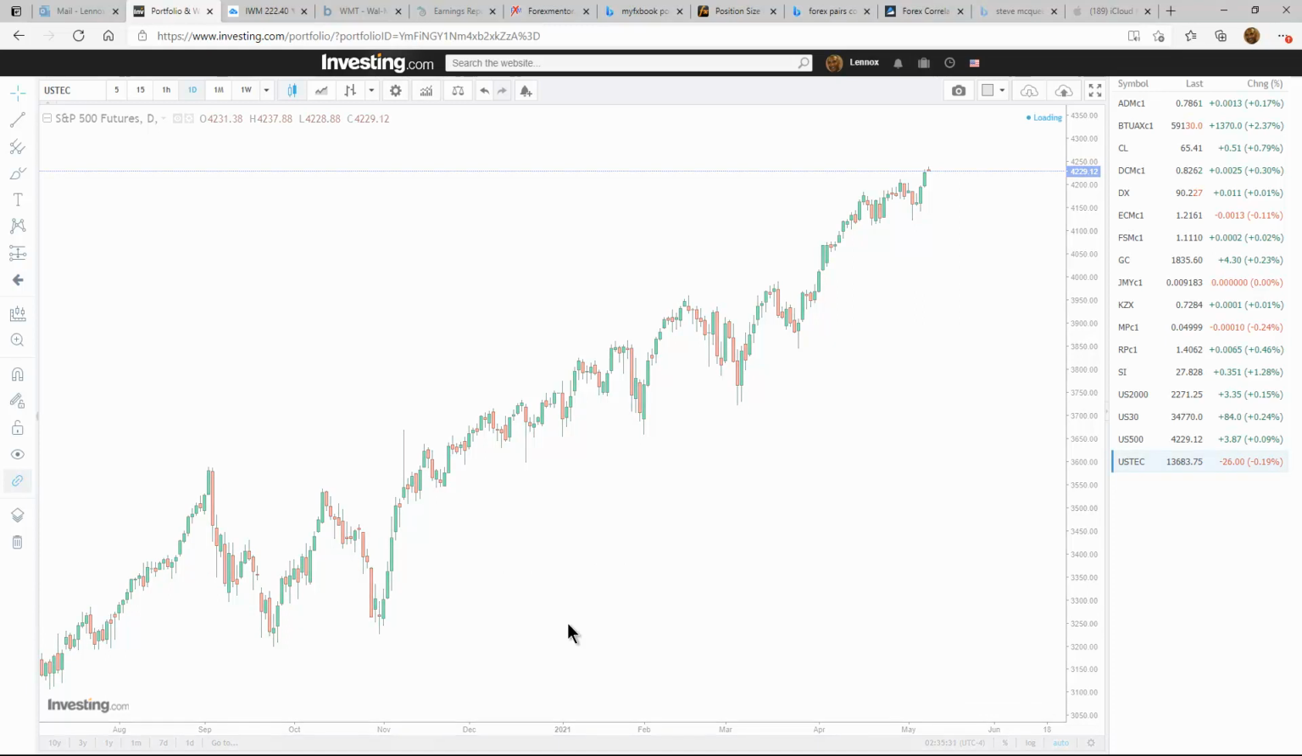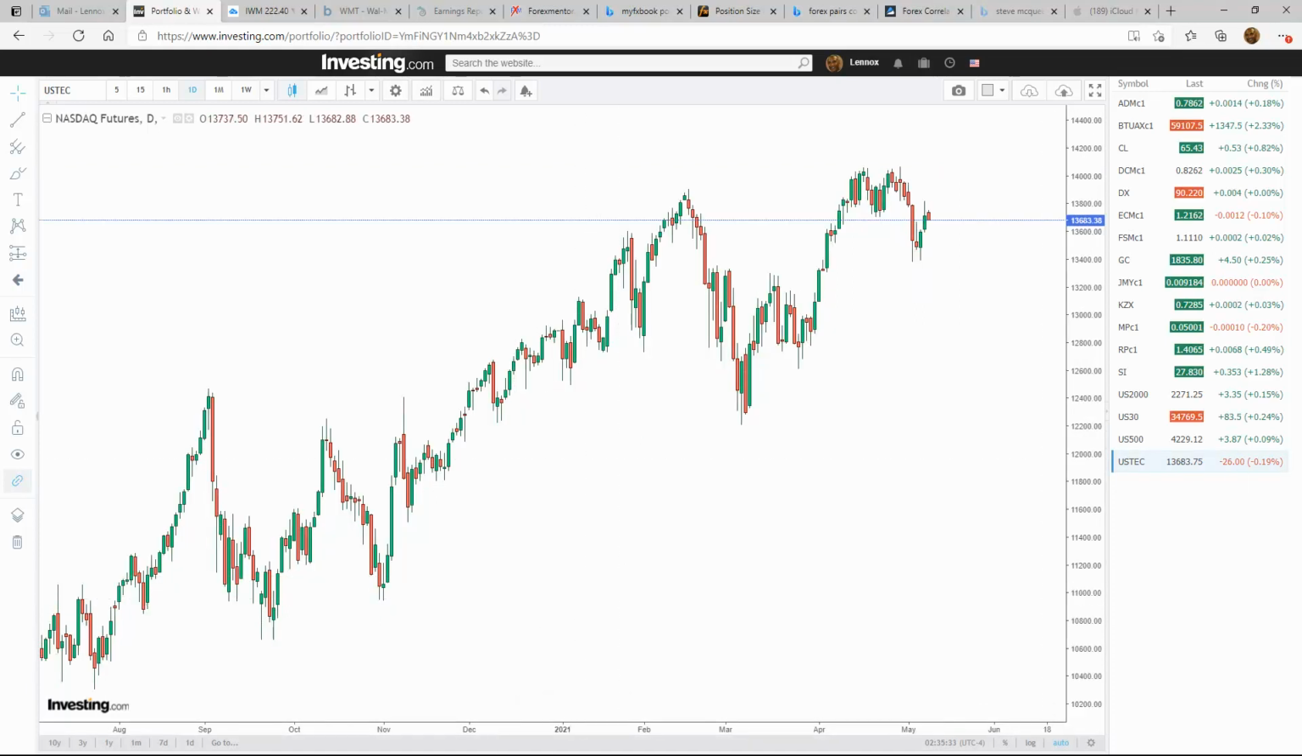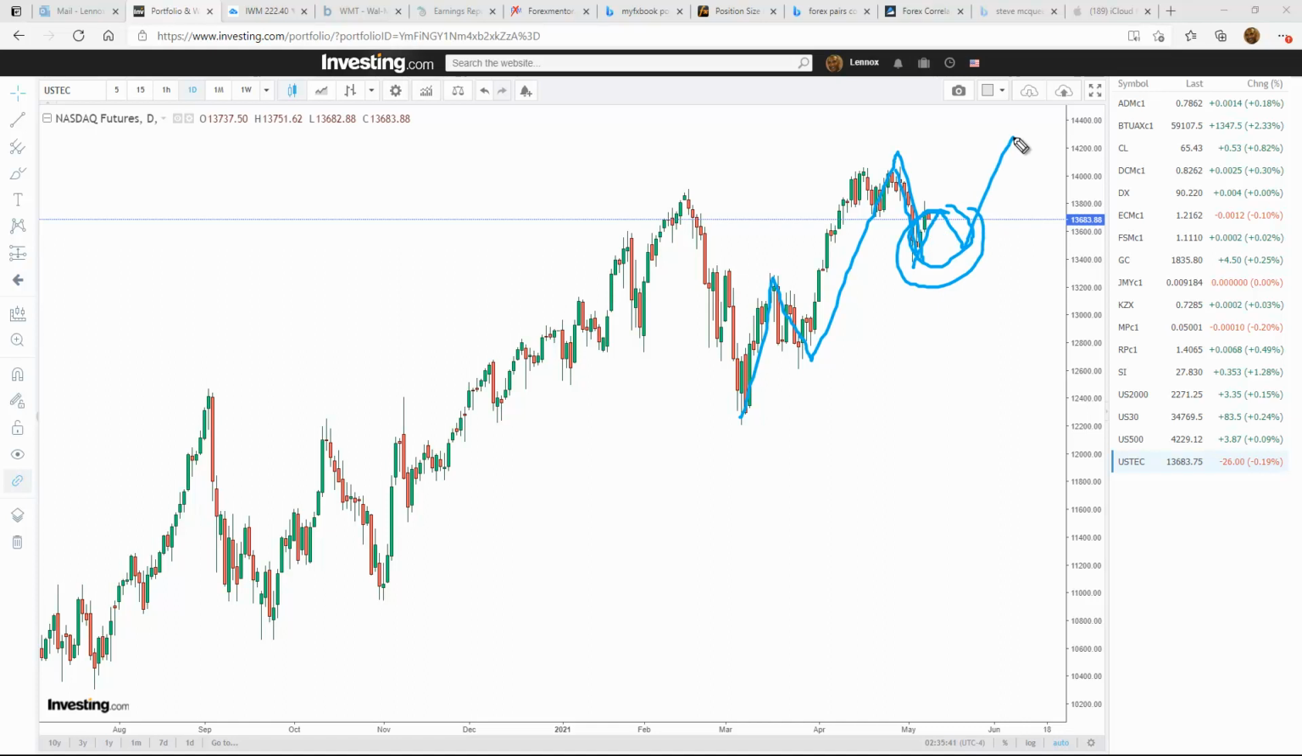And then the US technology group, it's had a little bit of a pullback, but again an opportunity to jump in and buy, because now it should start moving again to the upside to challenge the previous highs. All right, so that's what I'm seeing there.